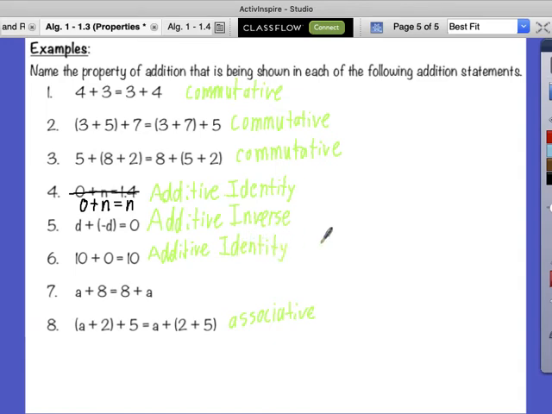Number 7, a plus 8 equals 8 plus a. Sarah. Commutative. Commutative, very good. We're just changing the order these are in. That's notes, that's 1.3.